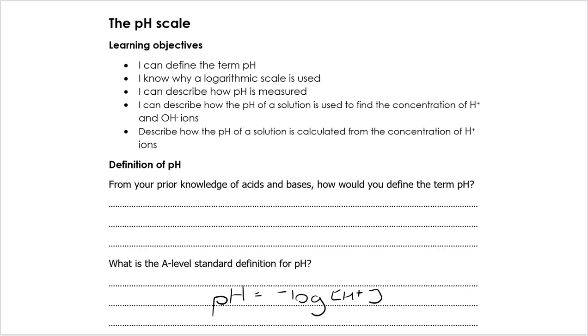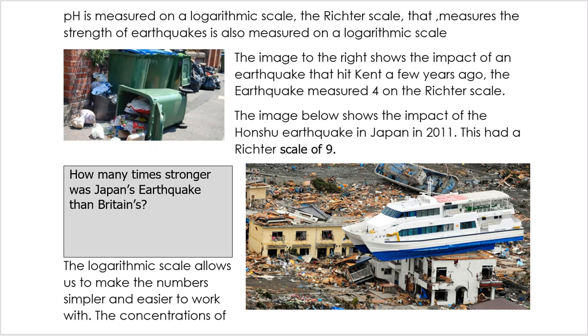Now, a logarithmic scale basically brings a very wide range of numbers into a narrower range of numbers. I've got some information here about the Richter scale, which also operates on a logarithmic scale. We talk about an earthquake in Kent a few years ago that measured 4 on the Richter scale, not a huge amount of damage, and you can see the incredible impact in Honshu in Japan, which happened in 2011, Richter scale of 9. So just to get an idea, do you know what the difference would be in terms of the intensity of those earthquakes?